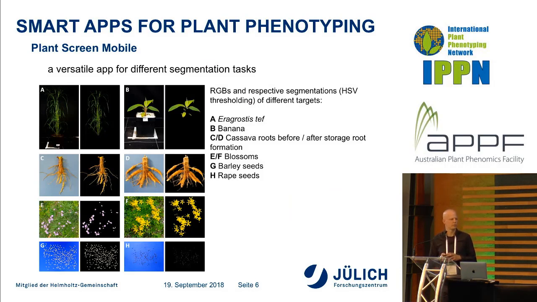So here is just an overview over images that we segmented with the app. On the first row you see, for instance, 2 plants from a study with teff, and the other one is banana, and that worked pretty well because we did it under controlled conditions in the imaging chamber. But it also worked pretty well on roots. Here in this example we have cassava roots in different growth or developmental stages, which we tried to segment in order to estimate the root, a proxy for root mass.